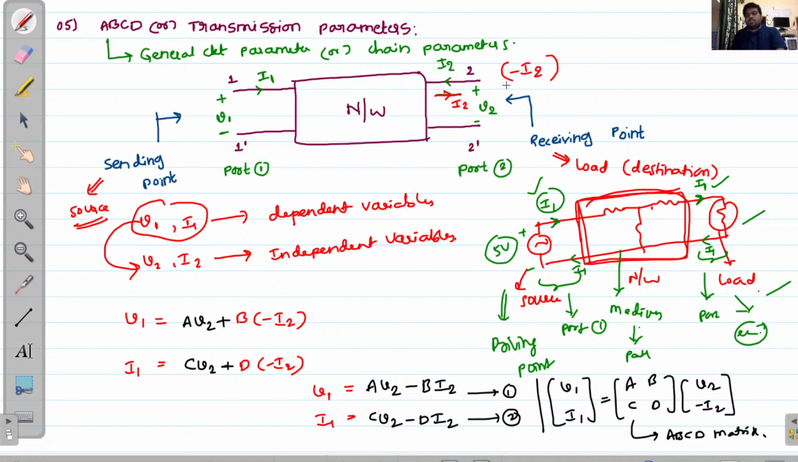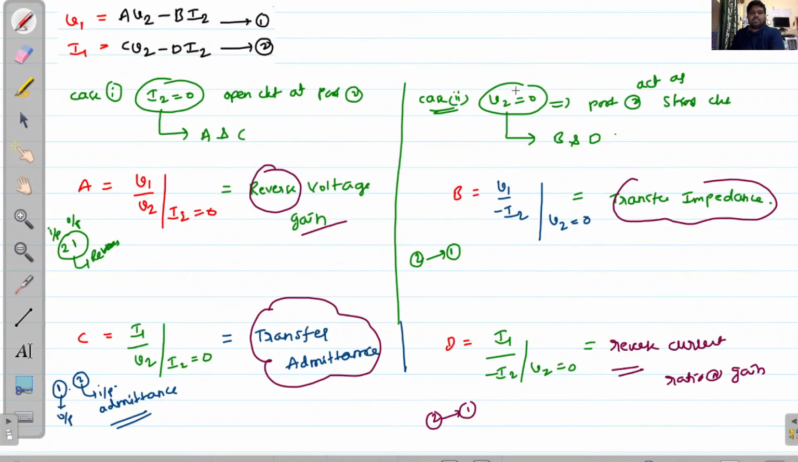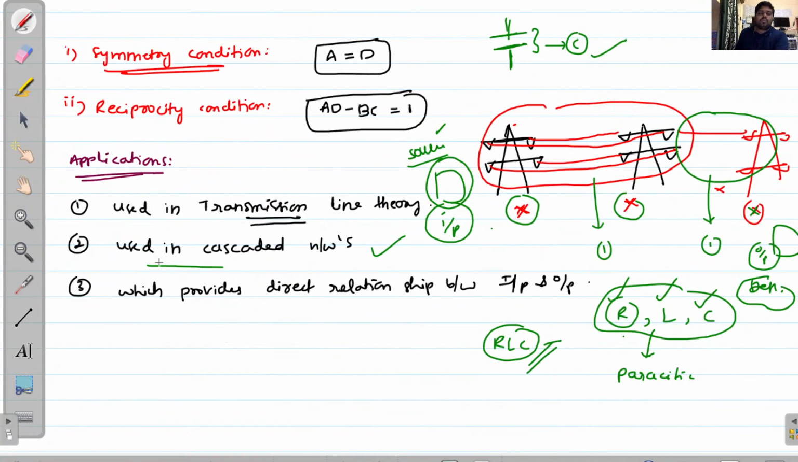So this is about ABCD transmission parameters. We need to prove how it will be applicable to cascaded networks. We will take one example and apply these transmission parameters.